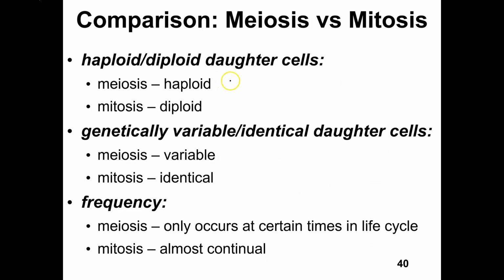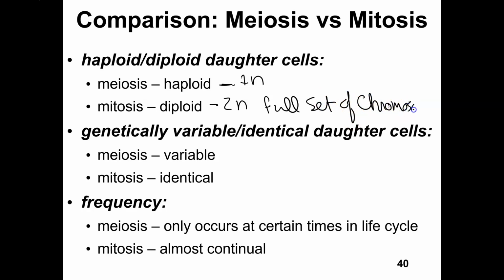So I just mentioned this. During meiosis, we produce haploid sex cells. Haploid sex cells are also known as 1N or N. Diploid are 2N. So they're a full set of chromosomes. And these are 1/2 the number of chromosomes. We have genetic variability in meiosis, whereas we have identical daughter cells in mitosis.